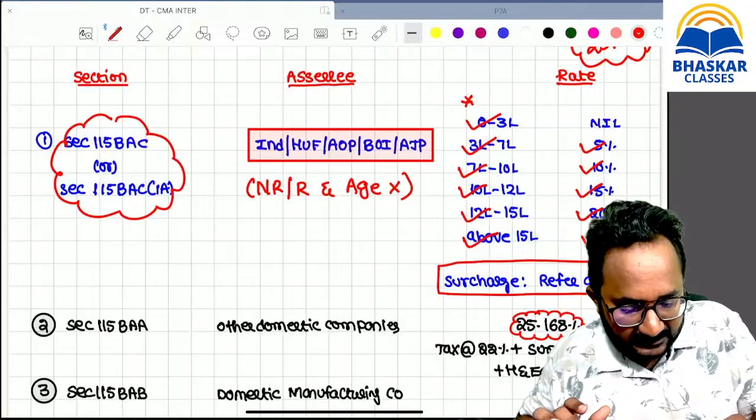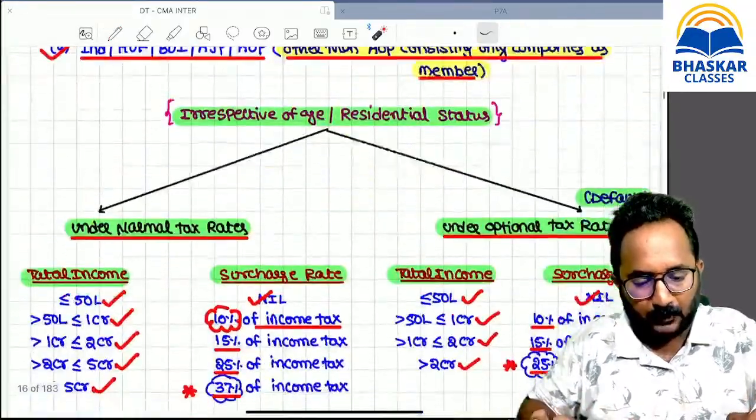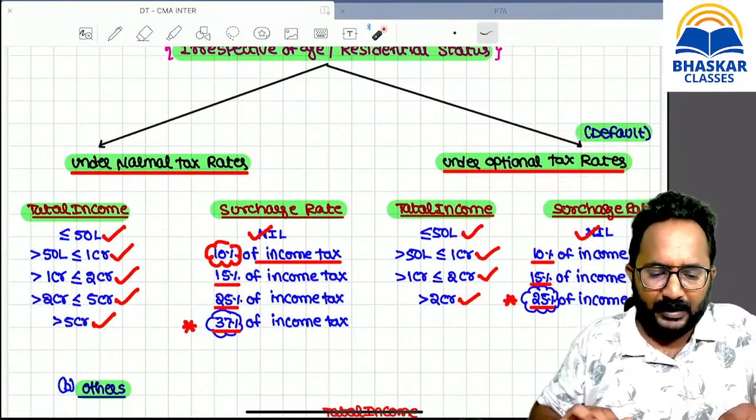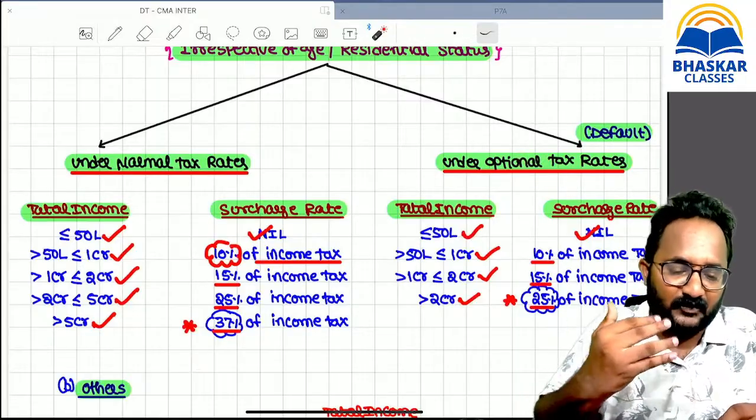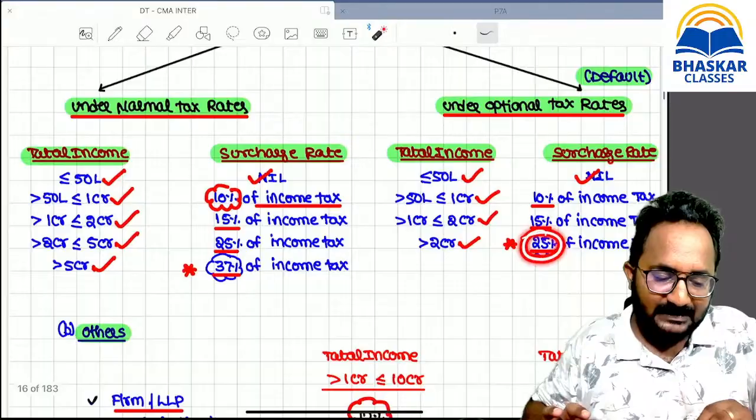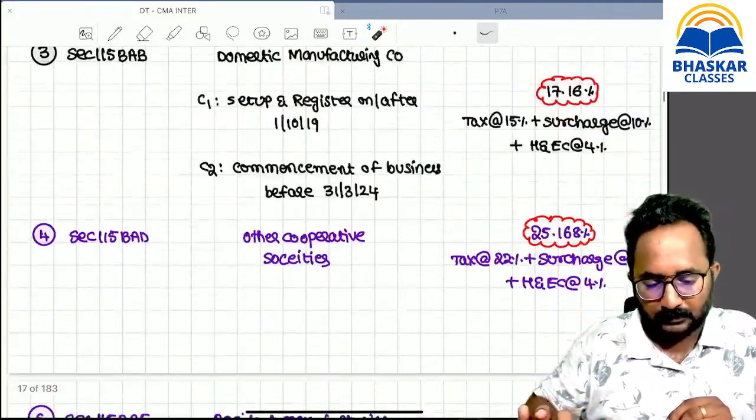Surcharge we already discussed. For individual, HUF, AOP, BOI, AJP following this regime, which was earlier optional but is now the default one, no need to read it as optional; I am just referring to it as a set. But remember it as the default tax regime. The maximum surcharge rate is 25% if the total income is more than 2 crore.